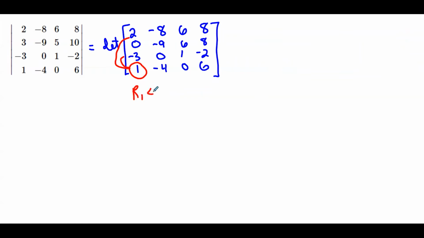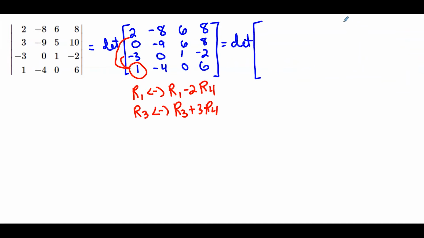We're going to replace row 1 with row 1 minus 2 times row 4, and I'm going to replace row 3 with row 3 plus 3 times row 4. I don't have to adjust the determinant at all because I'm just adding a multiple of one row to another. So row 4 doesn't change, and it looks like row 2 doesn't change. So let's do the first row.